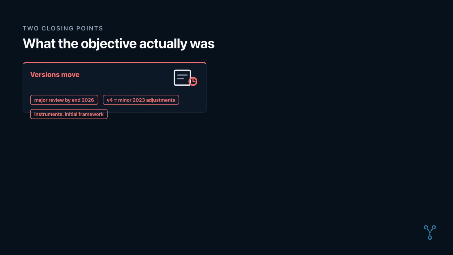First, versions move. The common principles state that a major review will be completed by the end of 2026, and that version 4 captures only minor 2023 adjustments. The adaptation methodology calls its instrument section an initial framework. Record the version in force for your reporting institution and reporting period, and the date you checked it. A result that was correct under a superseded version is defensible only if the version is recorded.